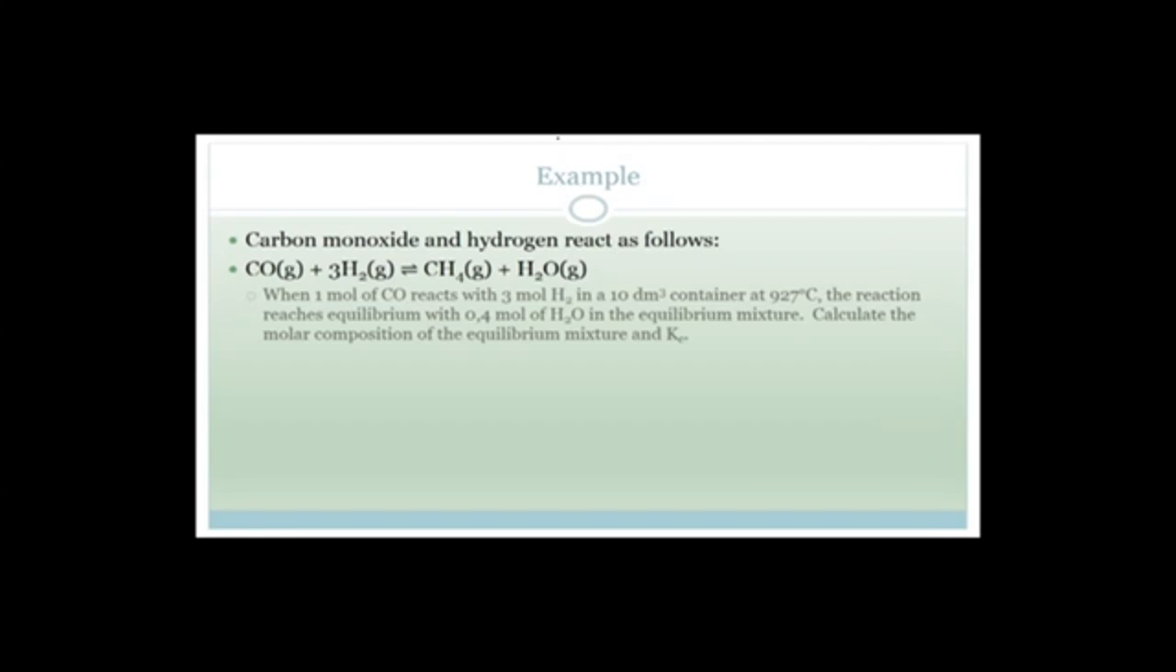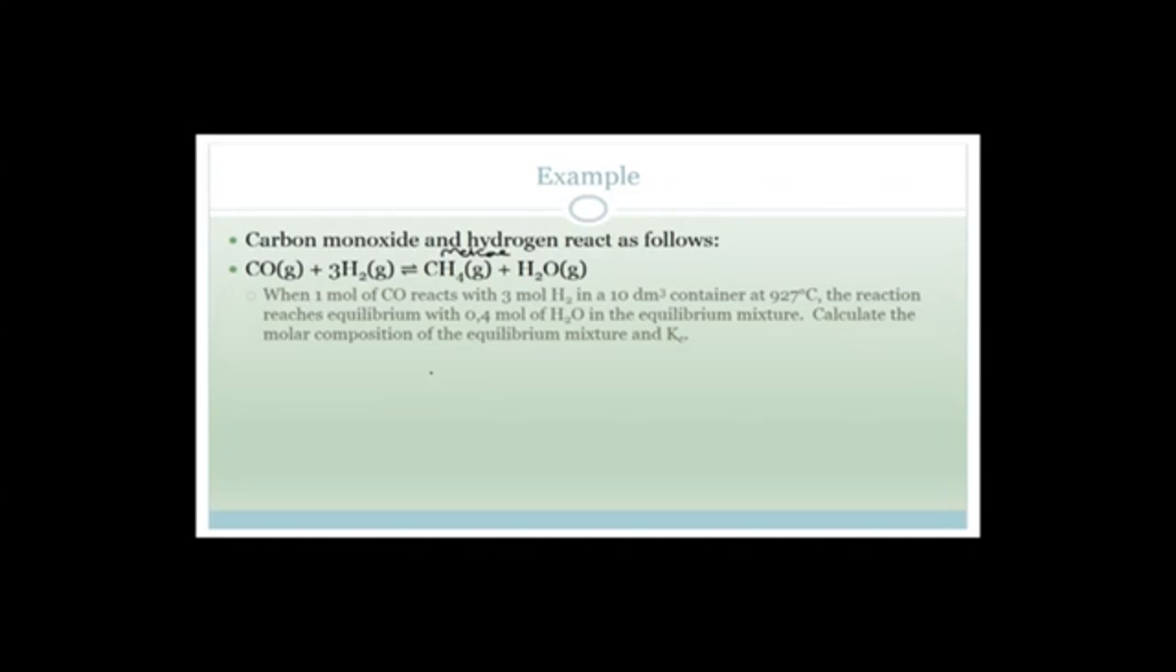So it says carbon monoxide and hydrogen react as follows. You've got carbon monoxide plus hydrogen gives you, no sorry, that's methane plus water. Then it says when 1 mole of carbon monoxide reacts with 3 moles of hydrogen in a 10 decimeter cube container at 927 degrees Celsius, the reaction reaches equilibrium with 0.4 moles of water in the equilibrium mixture. Calculate the molar composition of the equilibrium mixture and Kc.